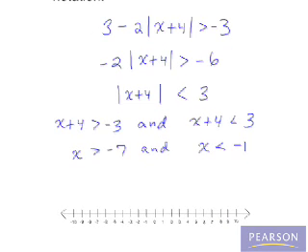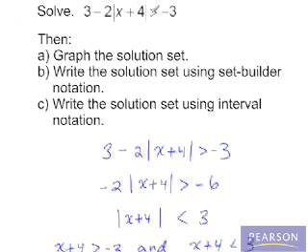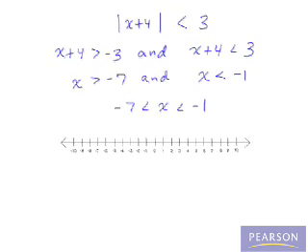So to write our solution set, we can write it as x needs to be between negative 7 and negative 1, and because our original problem was strictly a greater than situation, not greater than or equal to, then we do not have equal signs here as well.